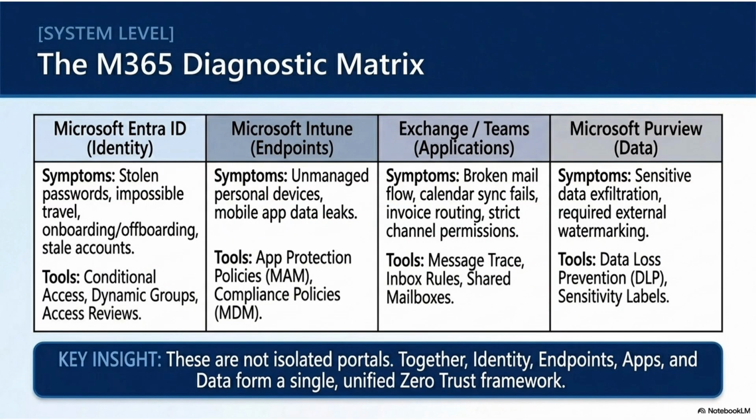Number 13. The Microsoft 365 Diagnostic Matrix. That comes under the system level category. Now let's zoom out and look at the bigger picture. This matrix connects everything we have discussed so far into 4 pillars. Microsoft Entra ID handles identity. Symptoms here include stolen password, impossible travel alert, onboarding and offboarding issues, and stale accounts. Your tools are conditional access, dynamic groups, and access reviews.